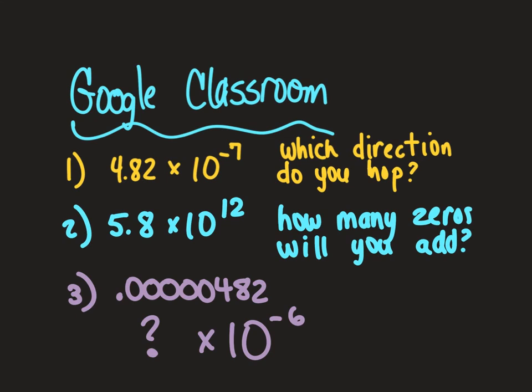These are your Google Classroom questions. On the first one, I want you to take this number and answer the question, which direction do you hop? In the blue question, how many zeros are you going to add? You're going to hop 12 times, but how many zeros will be at the end? And then in this question, here's the actual number. It's going to be something times 10 to the -6th. What is that something? Type in the number that would be before the times sign. What number would that be? All right, good luck.